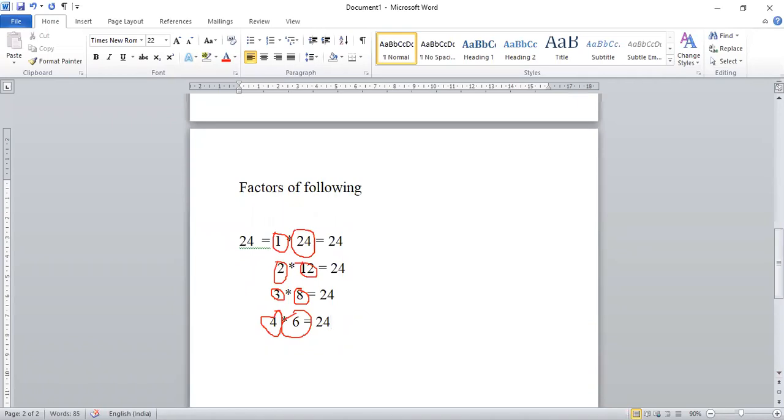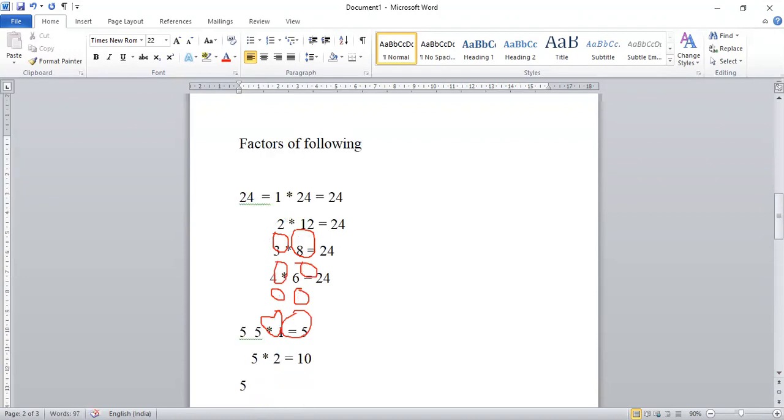Now let's remove the multiples of the number. If we take a number 5, what is a multiple? Multiples means that it's already the table of that number. That means 5 ones are 5, 5 twos are 10, 5 threes are 15. So whatever the table it is, it is a multiple of that number. Okay.